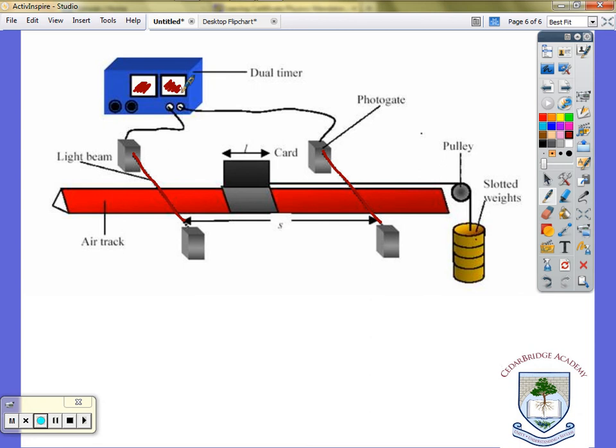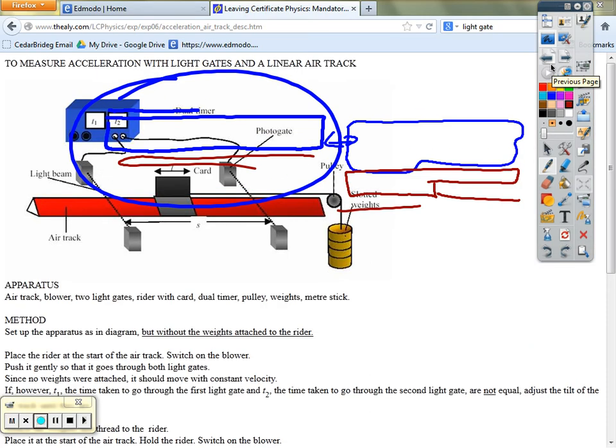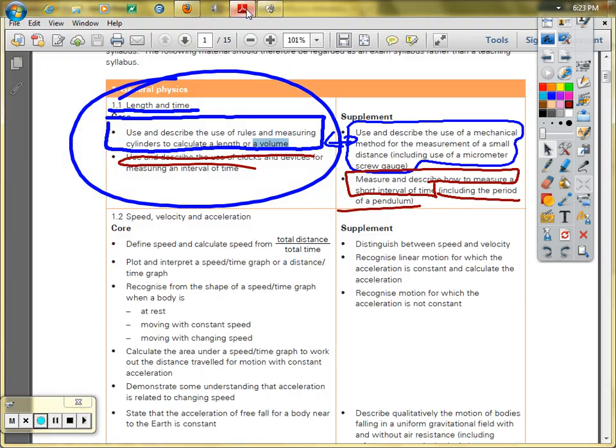Boom. I think we're done with 1.1. That's not your syllabus. Why do you keep doing that? Oh yeah, I'm going to talk to myself, guys. I'm so sorry.